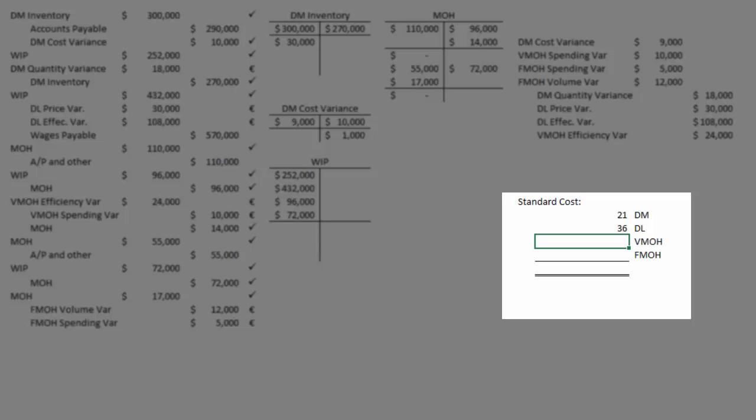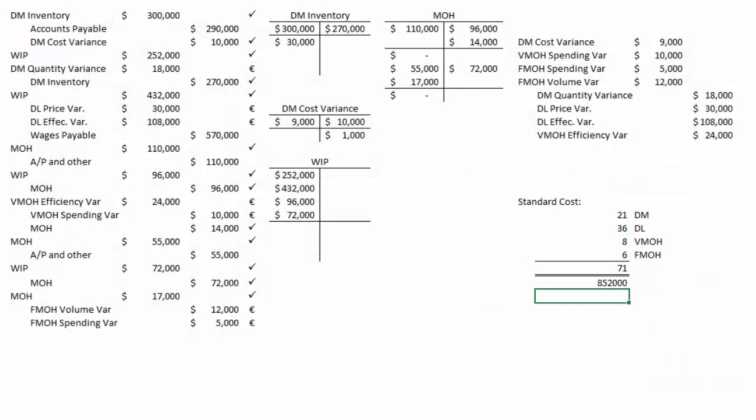Variable manufacturing overhead, 2 hours per suit times a predetermined overhead rate of 4 is 8. And fixed manufacturing overhead, in a standard costing environment, we treat this like it's a variable cost. We apply it to each unit. 2 hours standard times a predetermined overhead rate of 3 gives us 6. And when I sum that, I get 71. Well, we did 12,000 units. So if I take that amount times 12,000 units, I get $852,000.